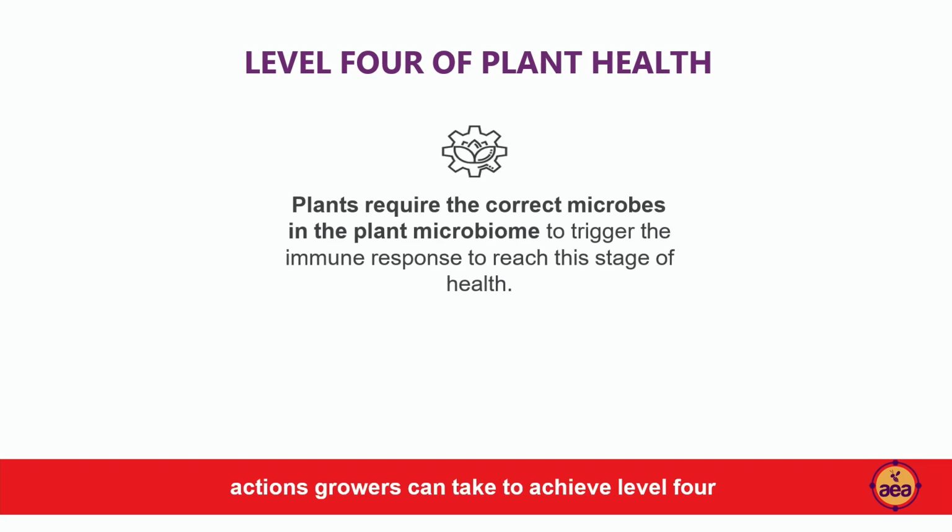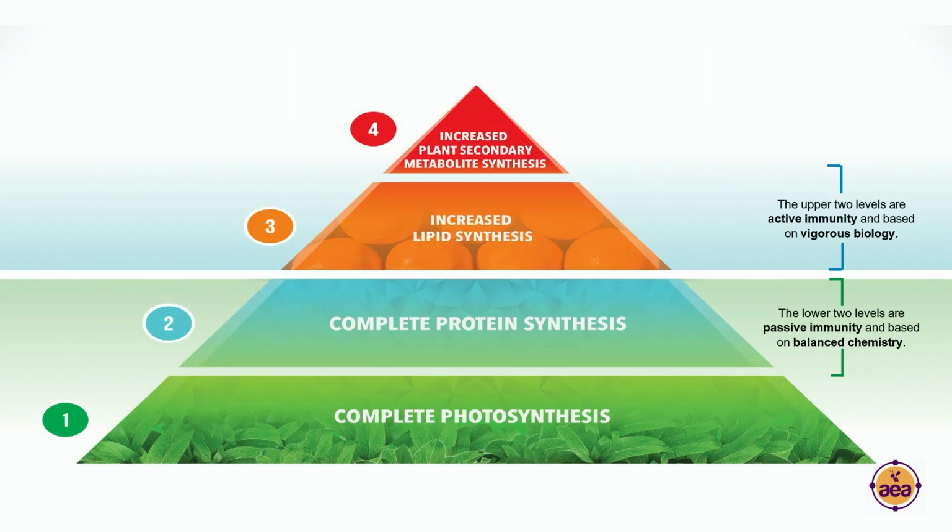Plants require the correct microbes in the microbiome to produce this outcome. So there are two very distinct groups. If you were following along and paying close attention, you noticed that level 1 and level 2 are purely a function of chemistry balance. This is nutritional balance. You can grow plants at level 1 and level 2 of plant health in a hydroponic operation. But not so with level 3 and level 4, because level 3 and 4 are a reflection of the microbiome. They are a reflection of the biology that plant is associated with.